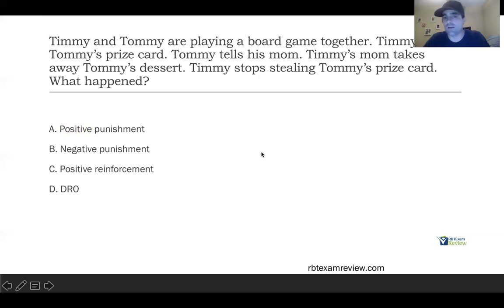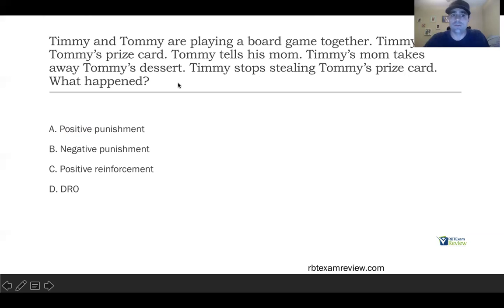Timmy and Tommy are playing a board game together. Timmy steals Tommy's prize card. Tommy tells his mom. Timmy's mom takes away Timmy's dessert. Timmy stopped stealing Tommy's prize card. What happened? Okay, so Timmy's mom takes Timmy's dessert away, and Timmy stopped stealing Tommy's prize card.